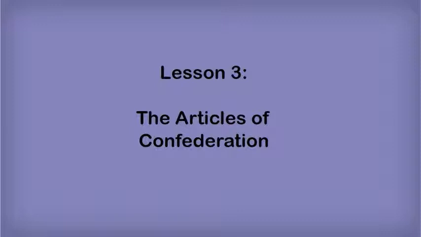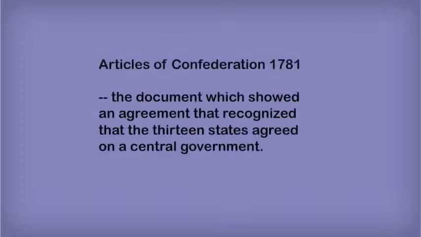Well, the Articles of Confederation, 1781, was the document which showed an agreement that recognized the 13 states agreed on a central government, which was the government in place during the American Revolution. The Articles of Confederation allowed for a loose association of independent states. It did have some power, but was very limited.